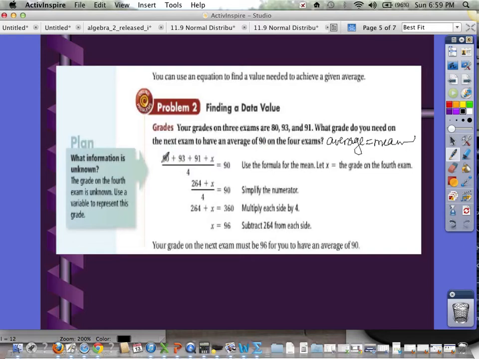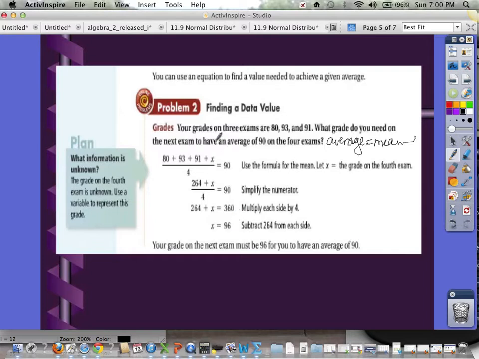All right, so you would put those on top, 80 plus 93 plus 91 plus some number we don't know, divided by the 4 exams total. What would that be to give us 90? Well, you're just doing your math. So you add these up, 264 plus x divided by 4 equals 90. Get rid of that 4 by multiplying. So 264 plus x is equal to 360. Subtracting 264 gives us 96. So in order to have that average of a 90, we need a 96 on that next test.